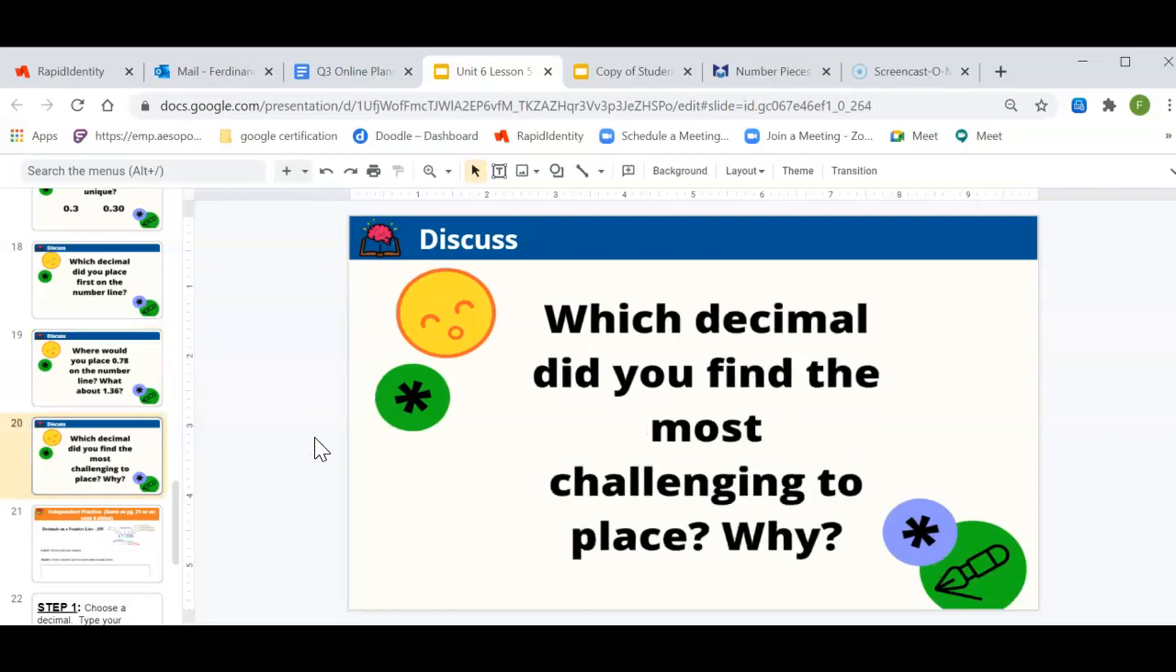Which decimal did you find the most challenging to place and why? This one is going to be for you. Write it down in your notebook. Which one did you find the most challenging to place and why?